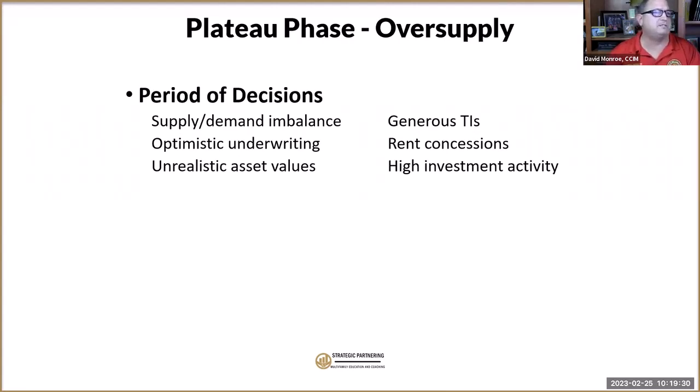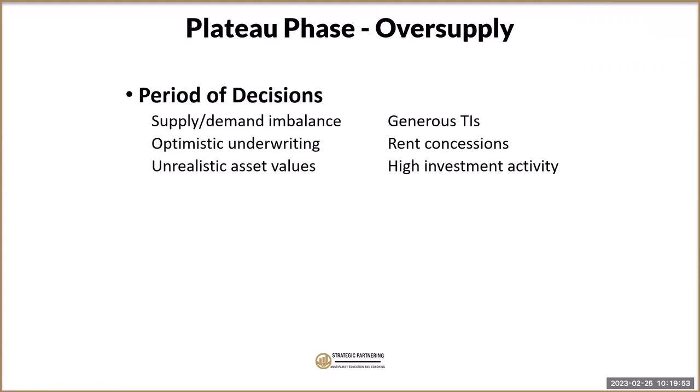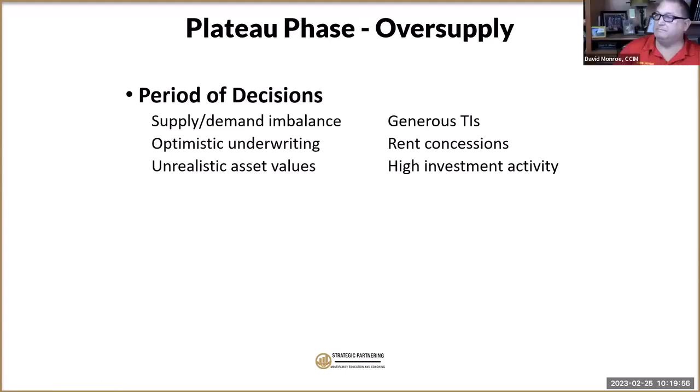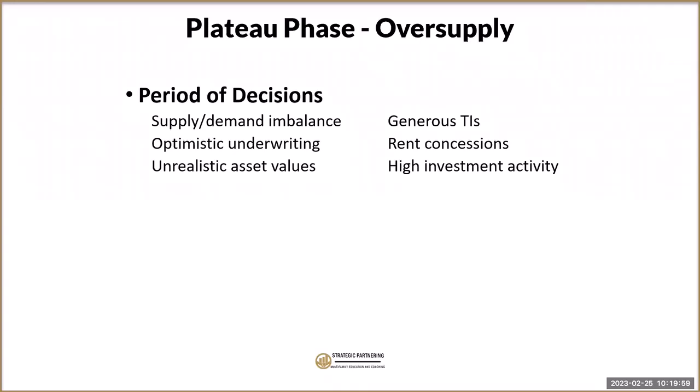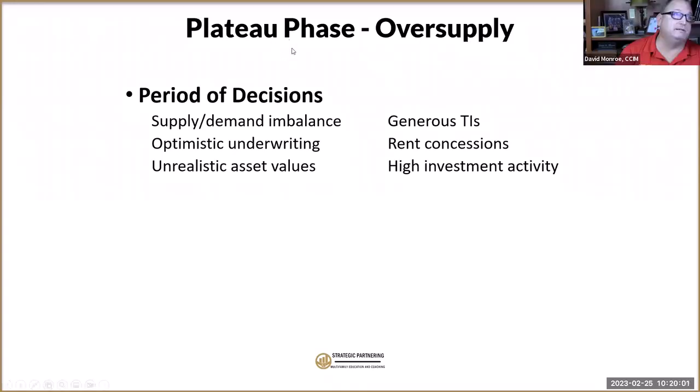This is where demand and supply have an imbalance, and we can absolutely see that in every market we look at. Optimistic underwriting. You guys have all underwritten deals that are on this call right now, all 13 of you. Has anybody seen any optimistic underwriting or any unrealistic asset values? All the time. Every one you look at, right? Absolutely. That's kind of what tells you where you are in the market cycle.